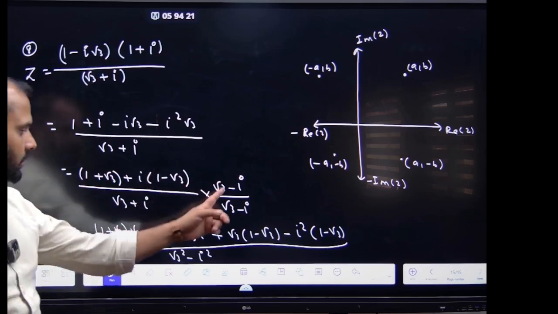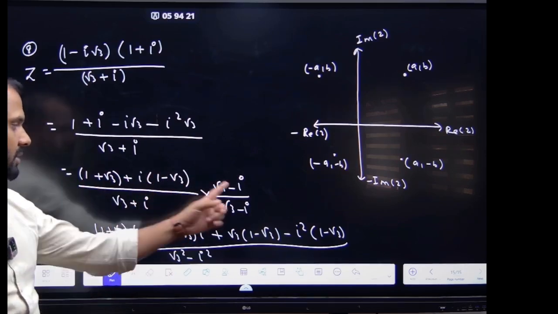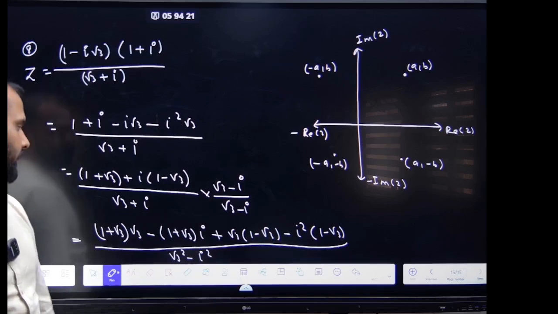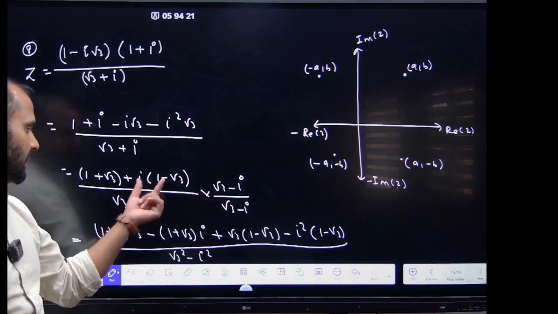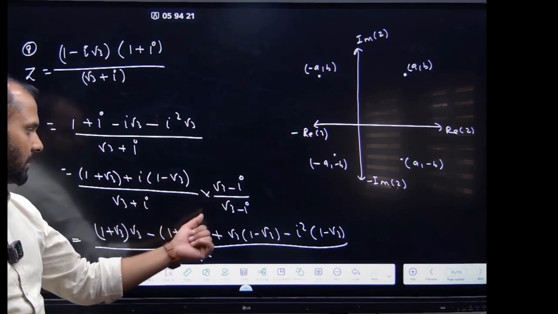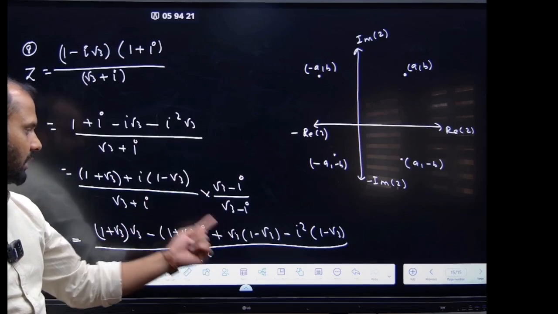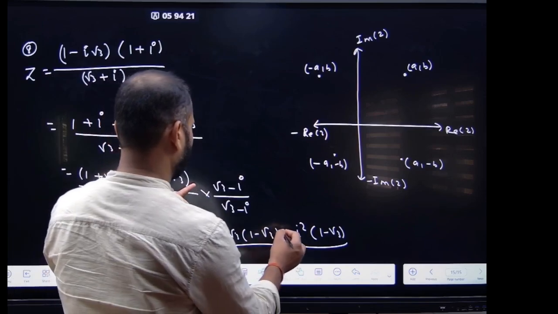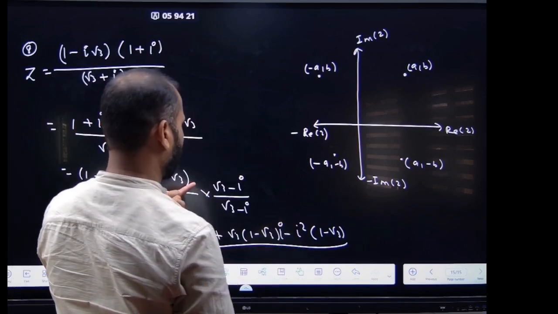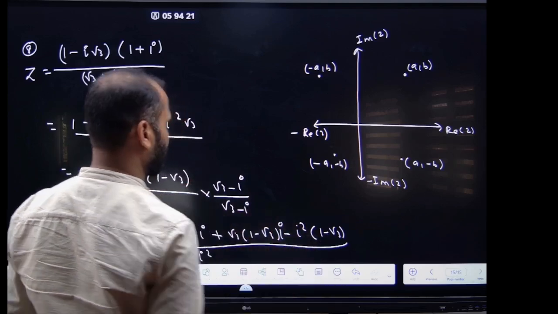Are you getting this? This into this I am multiplying, this into this I am multiplying. I think 1 plus root 3 I multiply, 1 plus root 3 with minus i, then this with this I am multiplying. Root 3 into i, I missed it, into i, right? And here i square, 1 minus root 3.